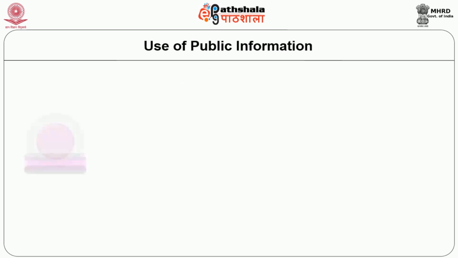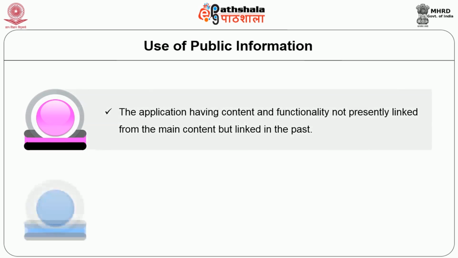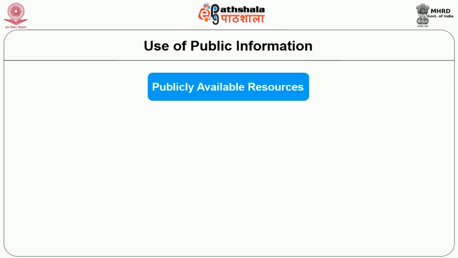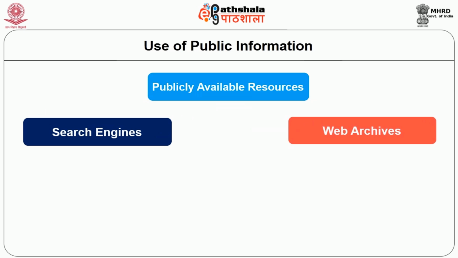The next is use of public information. The application may contain content and functionality that are not presently linked from the main content, but that have been linked in the past. So in this situation, it is likely that various historical repositories will still contain references to the hidden content. There are two main publicly available resources. One is the search engine and the other is web archives.